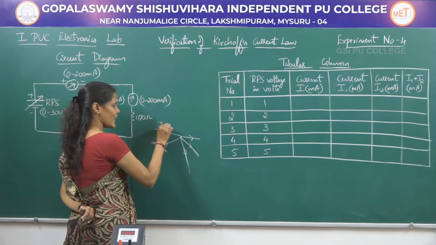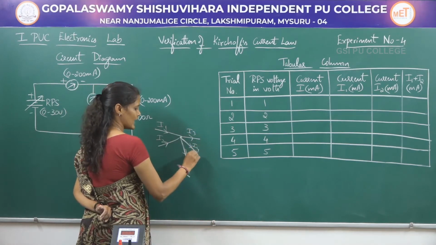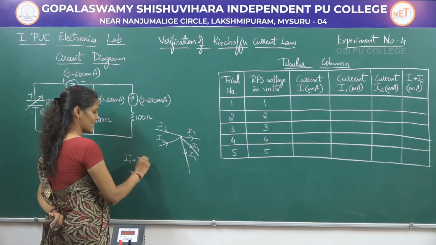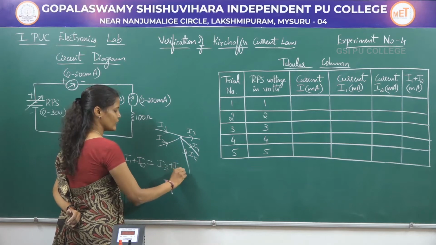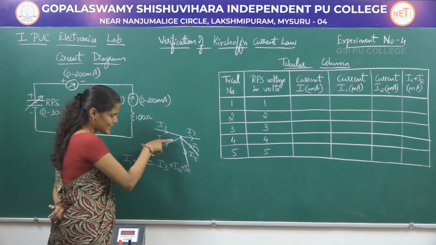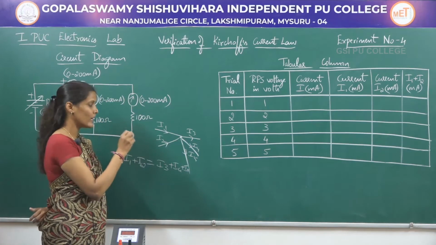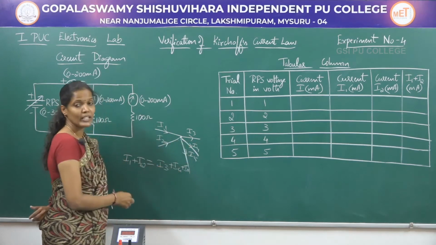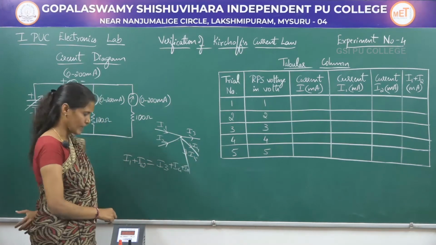If I name these currents as I1, I2, I3, I4 and I5, according to KCL, I1 plus I2 must be equal to I3 plus I4 plus I5, because I1 and I2 are the currents entering towards the node. Node is nothing but a point where current divides, and that must be equal to the algebraic sum of the currents leaving that node, that is I3 plus I4 plus I5.